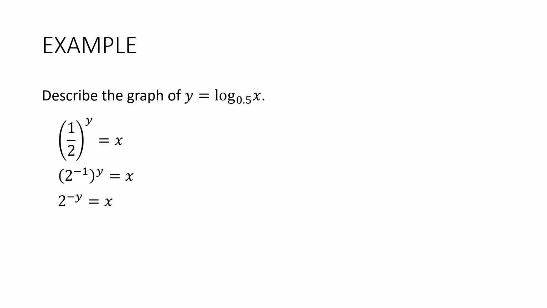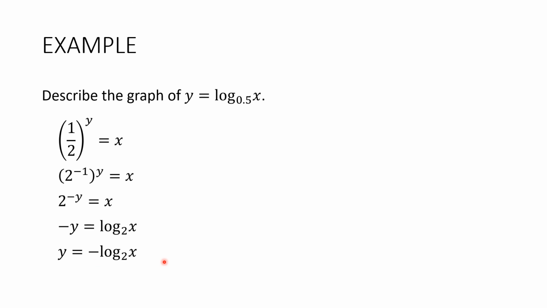Now let's put it back in log form. So it's going to be negative y is equal to log base 2 of x. Can you see where this is going? Let's bring this negative over. y is equal to negative log base 2 of x. These two graphs are identical. That's why it flips over, because it's exactly the same as having a negative out the front.